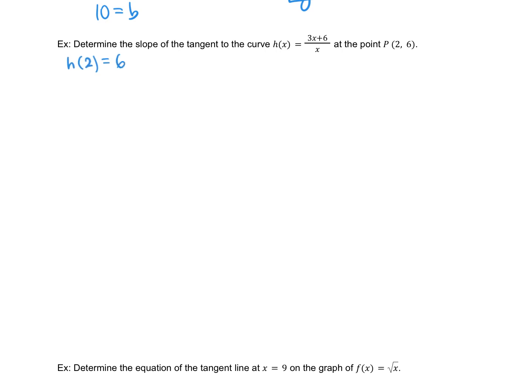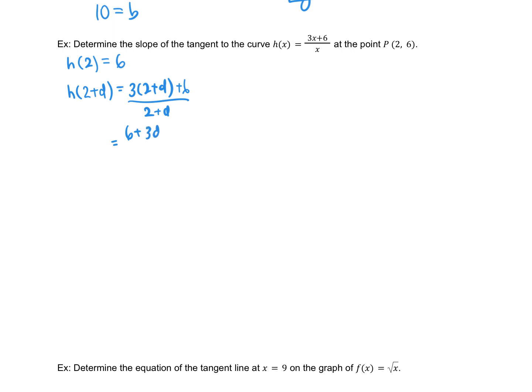Well, we're already told that's 6. And now I'll do h at 2 plus d instead of 2 plus h. And I get (3 times (2 plus d) plus 6) all over (2 plus d). And I have a little bit I can clean up here.